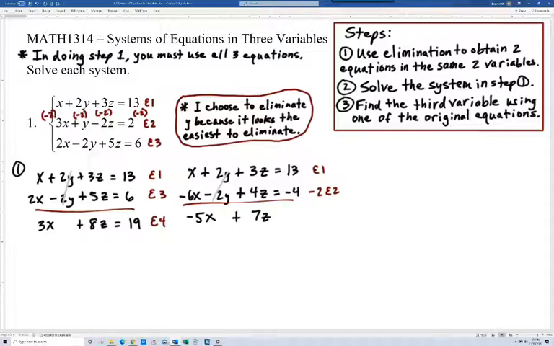We get 7z, and then on the other side, we get 9. So negative 5x plus 7z is equal to 9. And we're going to go ahead and call this equation 4. All right, so we're done with step 1.